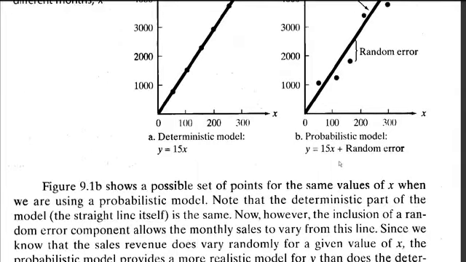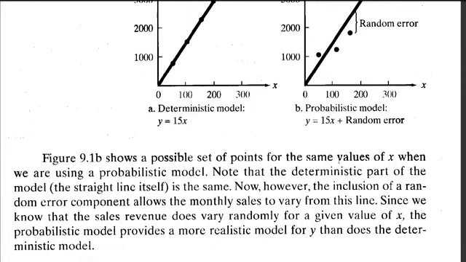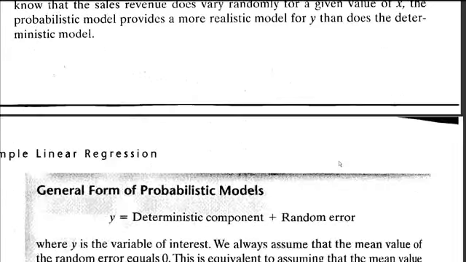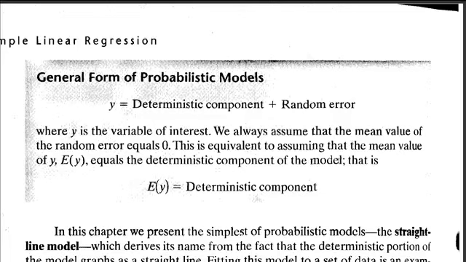Figure 9.1b shows a possible set of points for the same values of x when we are using a probabilistic model. Note that the deterministic part of the model, the straight line itself, is the same. Now, however, the inclusion of a random error component allows the monthly sales to vary from this line. Since we know that the sales revenue does vary for a given value of x, the probabilistic model provides a more realistic model for y than does the deterministic model. The general form of probabilistic models would therefore be y equals the deterministic component plus the random error.